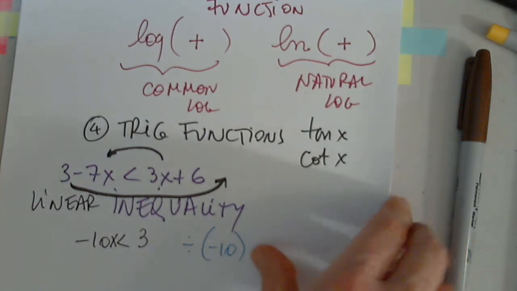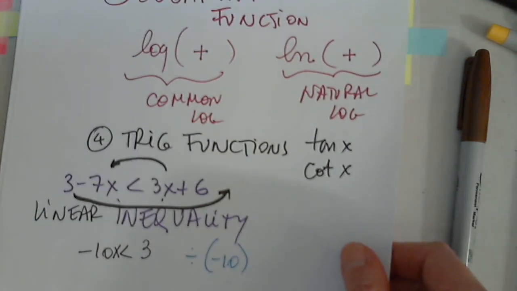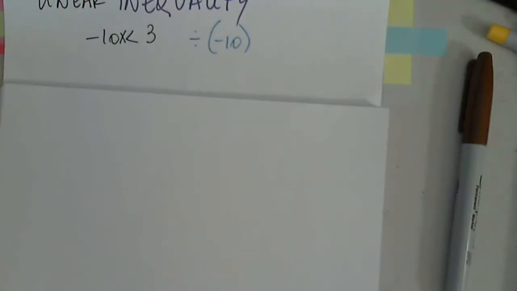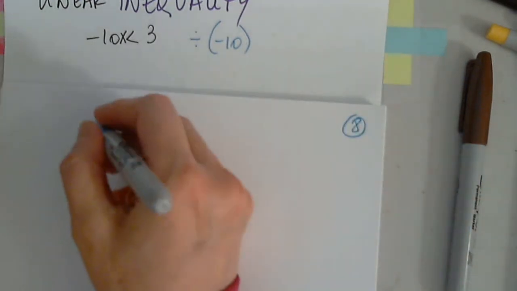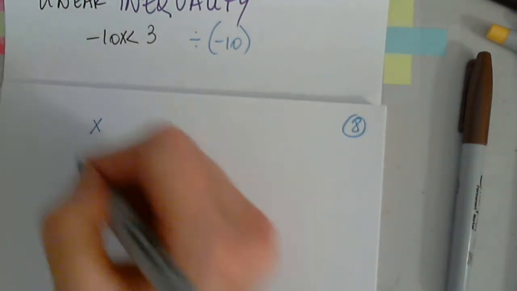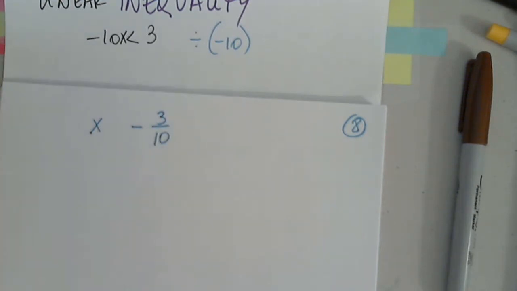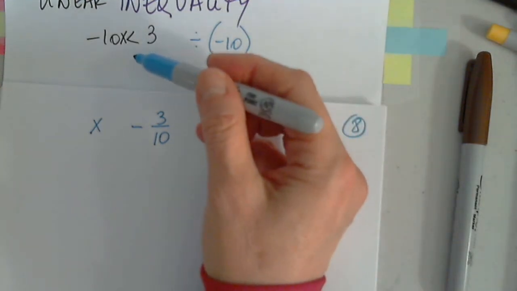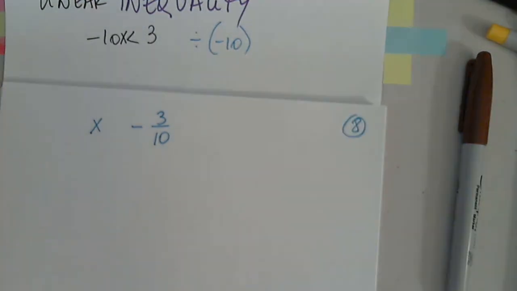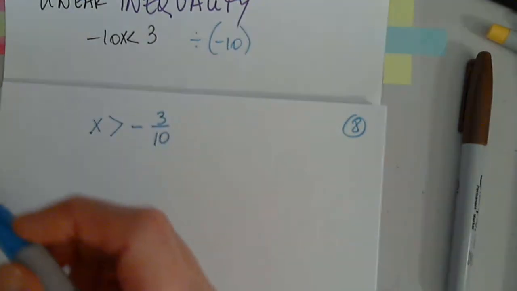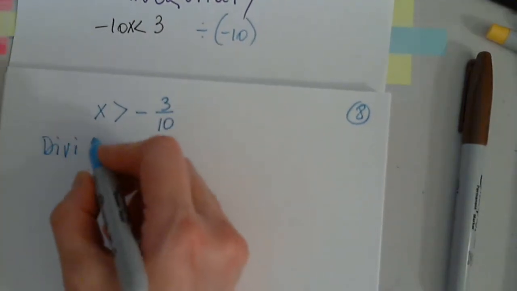Can anyone give us the answer to this? X is greater than -3/10. So you have x on one side, and you have -3/10 on the other side. And what happens next? The inequality sign flips. So the inequality will flip. Yes.